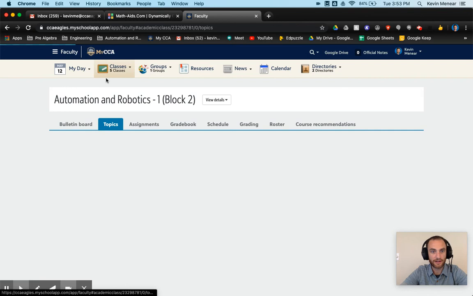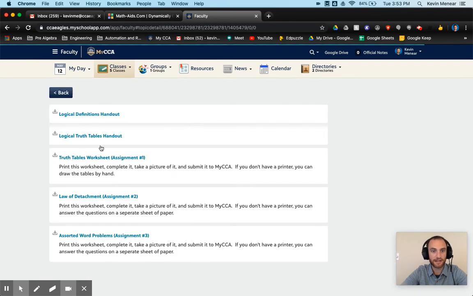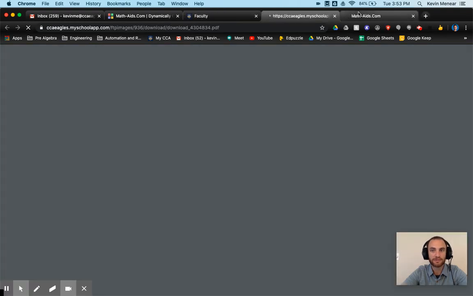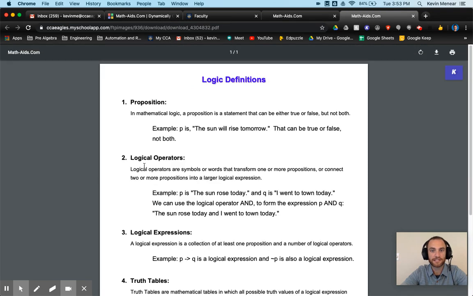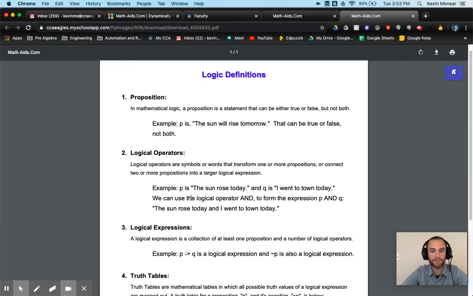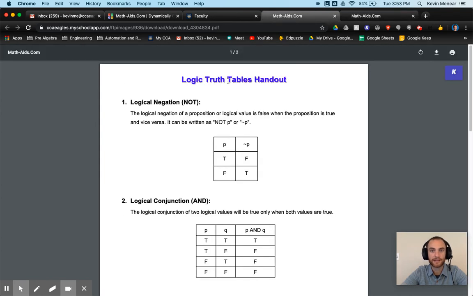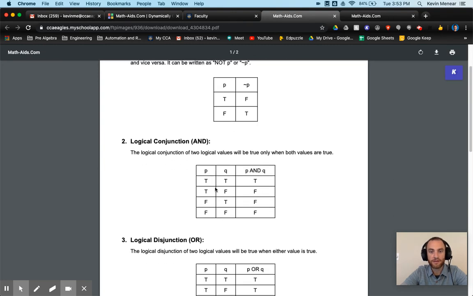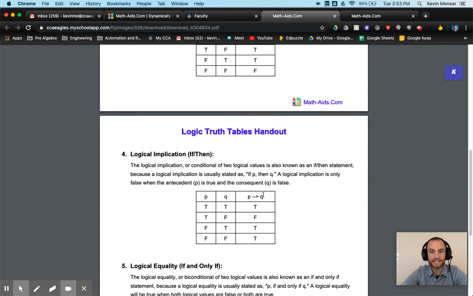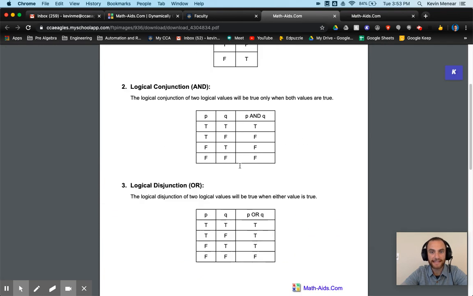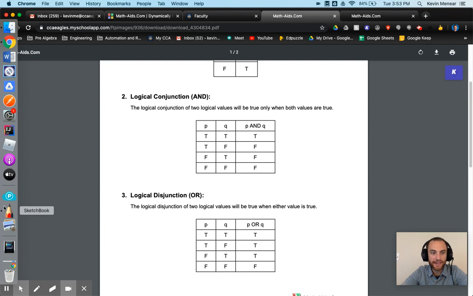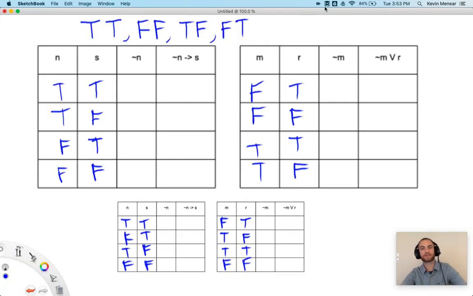All right, so check it out. Topics, boom. Introduction to logic. Logic definitions handout, logical truth tables handout. If you click on these, they will help you. So logical definitions: proposition, logical operators, logical expressions, truth tables. It explains it. The logical truth tables handout explains not. The only thing that these handouts don't have is the and and the or symbols. That's the one thing that is not there, but I went over it in class, so I'll go over it again.